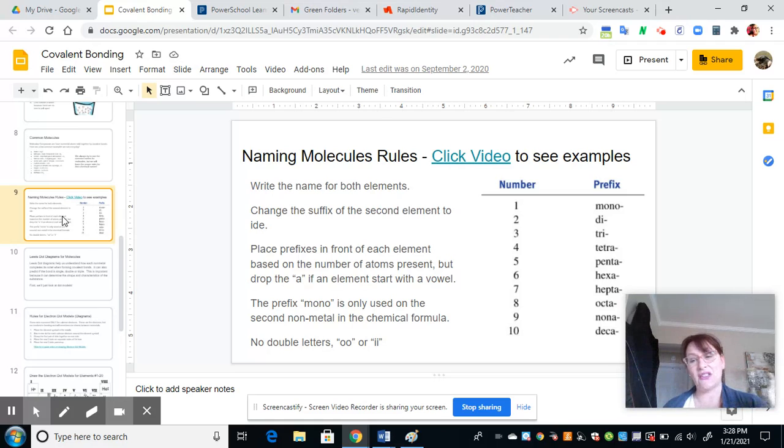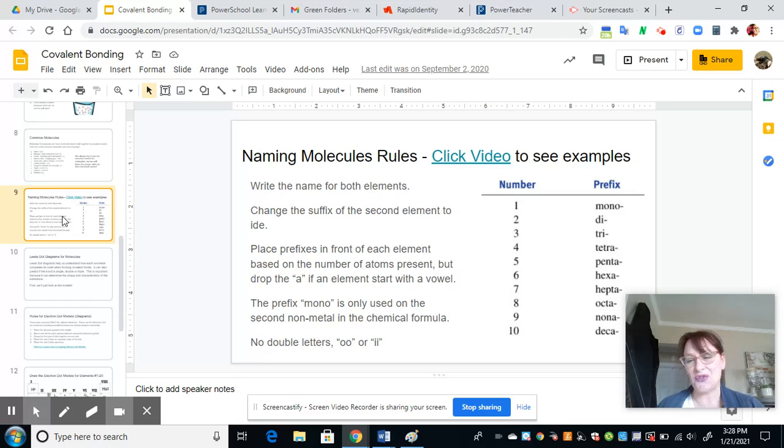And then you just attach the prefix onto the front. So if I had something like CO3, I would call it carbon trioxide. Now, what if you have two of your starting elements like C2H6? C2 would be dicarbon. H6 would be hexahydride. So they're really fun to say.